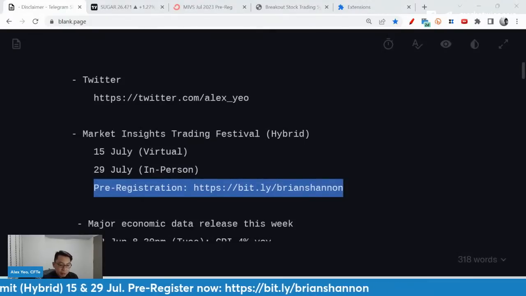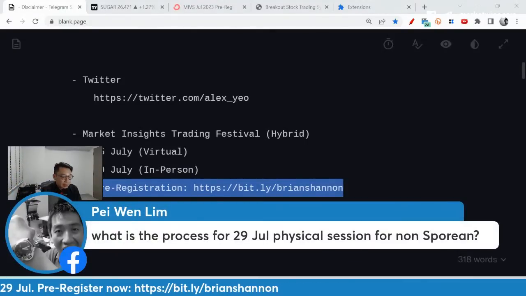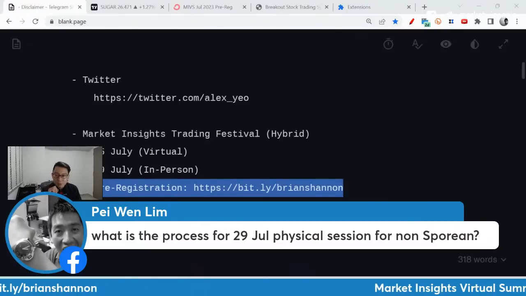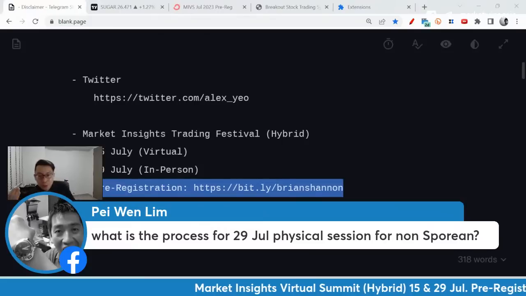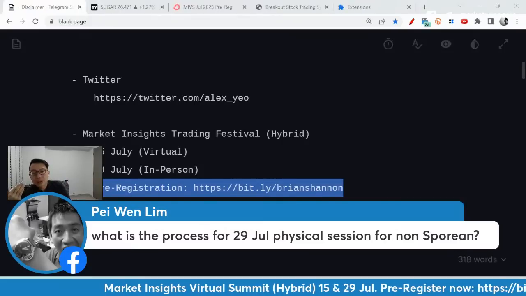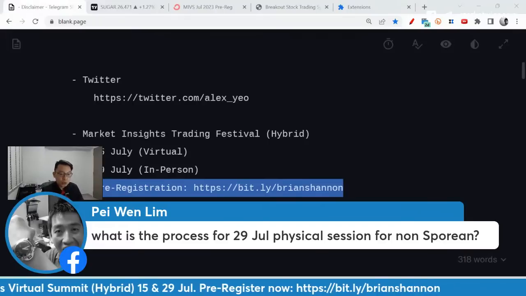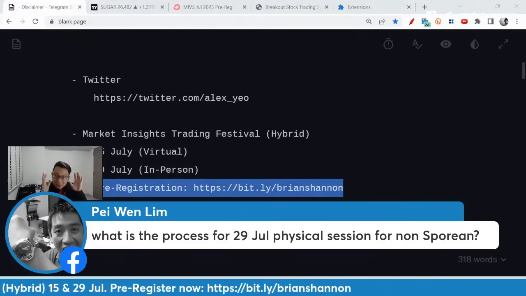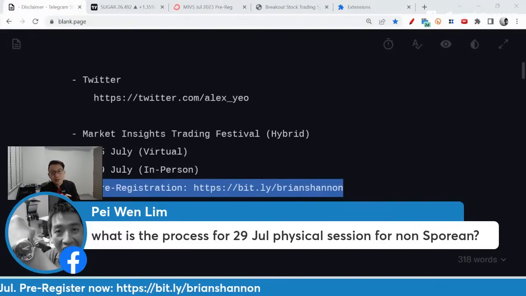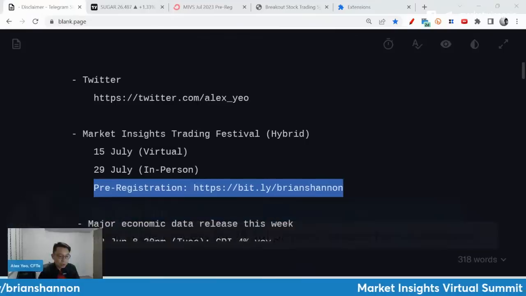What is the process for the 29th session for non-Singaporeans? Pei Wen, are you Malaysian? If you're Malaysian, the in-person session is only for people residing in Singapore. It will be held at Suntec. For those who are not living in Singapore, I think you can't attend this session live.